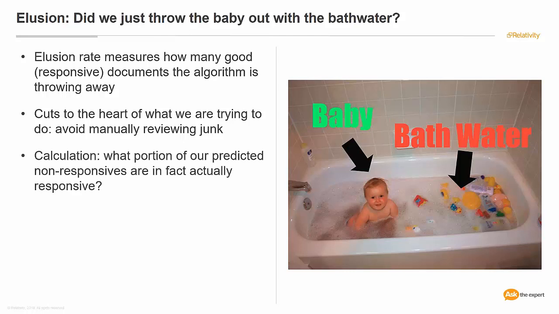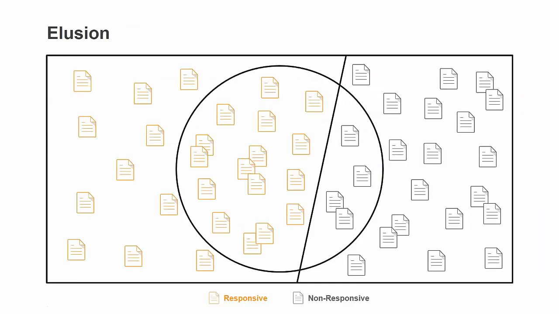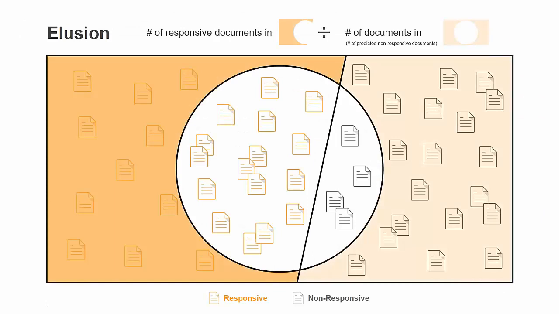So the way we calculate elusion is we look at the predicted not responsives, and we say which portion of these are in fact responsive. Okay, so again, back to our diagram, predicted not responsive means outside the circle. So we say what percentage of the ones outside the circle are in fact responsive, which is the left-hand side of this thing, I don't even know what kind of shape that is, divided by everything outside the circle. So in our case, our elusion's pretty poor. It's almost half.